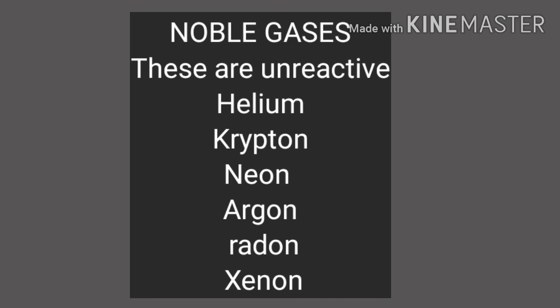Next is noble gases. Noble gases are unreactive gases, meaning they do not react with any other elements. That is why they are also known as inert gases. They are helium, neon, argon, krypton and xenon. All these are called noble gases because they do not react with any other substances.